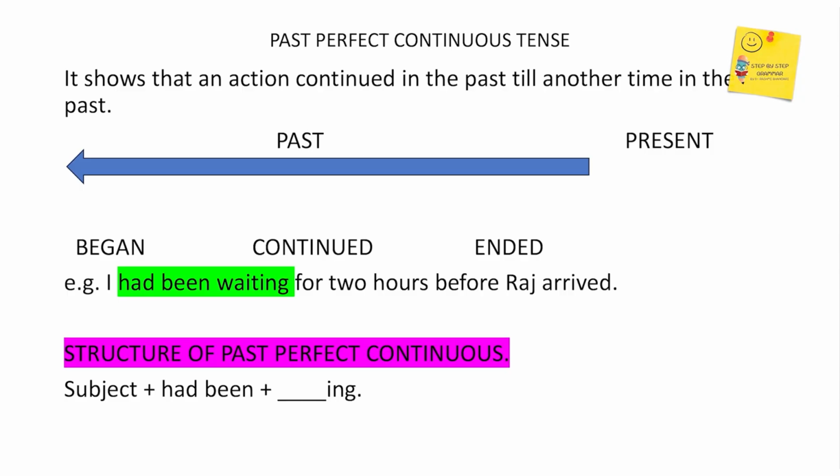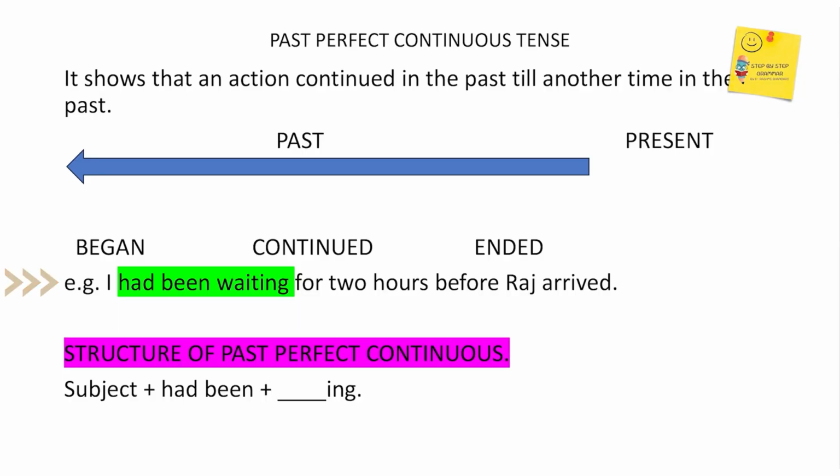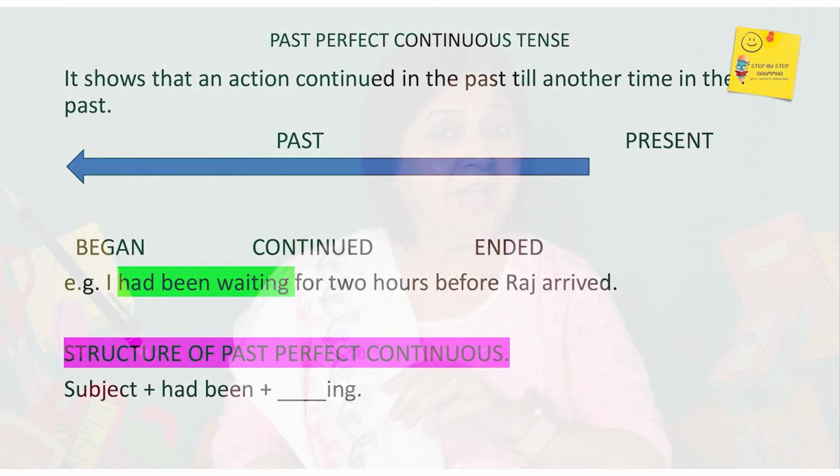Now, number 2, the past perfect continuous tense. It talks about an ongoing action in the past till another event or another action again in the past. For example, I had been waiting for 2 hours before Raj arrived. And how do we form the past perfect continuous tense? The subject doesn't matter, I, you, we, he, it, she, they, plus had been followed by the ing word.